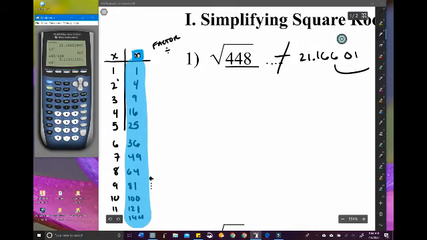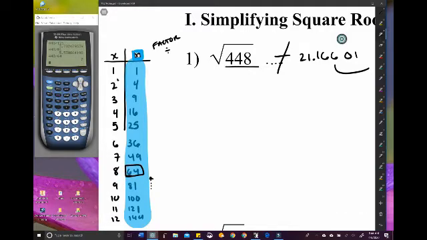Let's try 448 divided by, working our way down, 121 perhaps. Still nothing. 448 divided by 81. Still nothing. 448 divided by 64. And boom, there it is. So 64 is the perfect square we want to consider. So we'll rewrite this, imagining it as the square root of 64 times the square root of 7. 64 times 7 gets you 448.